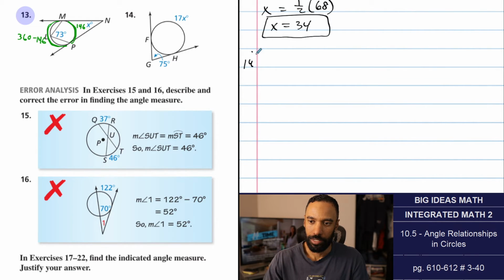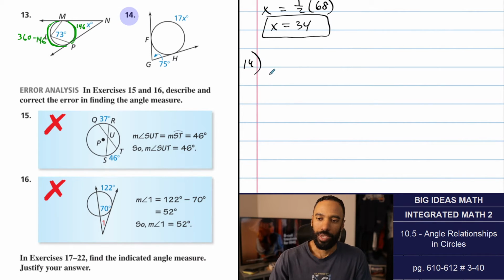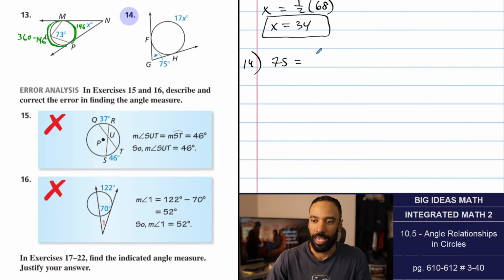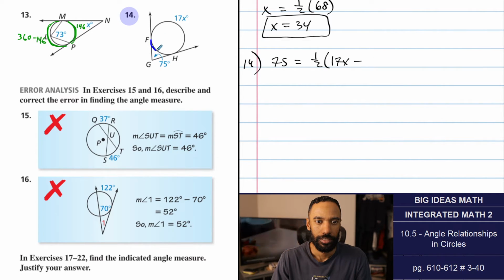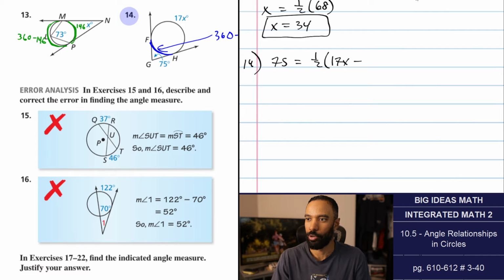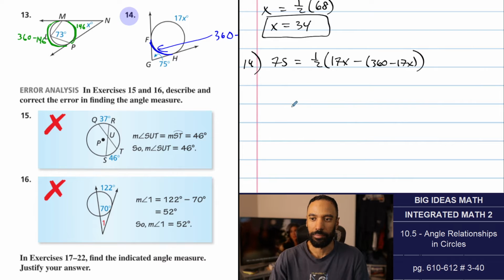Let's go to number 14. Okay, and in number 14, we have 75 degrees as half of this 17x minus, now remember, this other guy right here is going to be the difference between 360 and 17x. So 360 minus 17x. And those don't combine. So 17x minus, and then boom, 360 minus 17x. Like that.